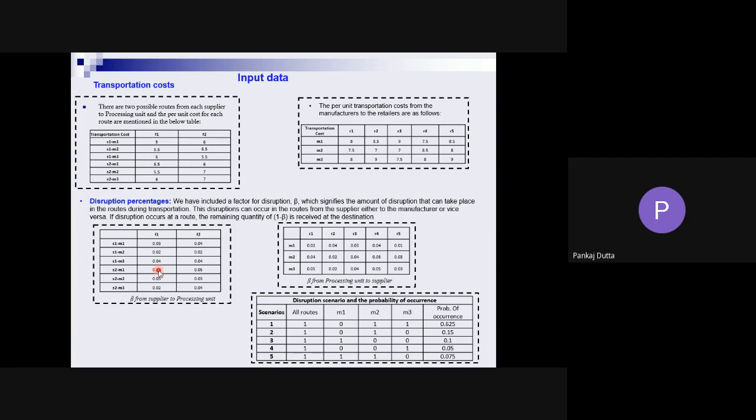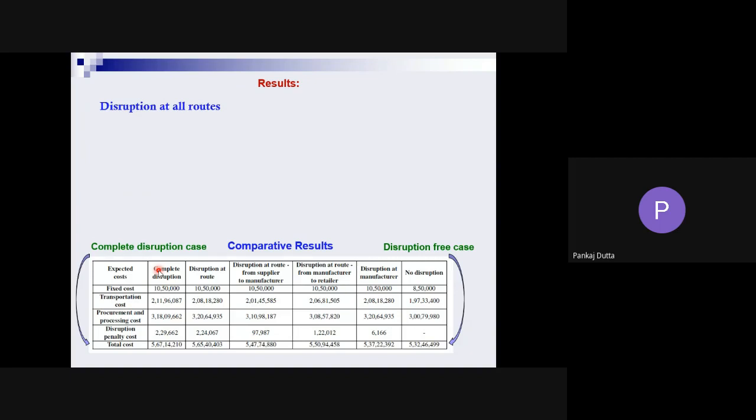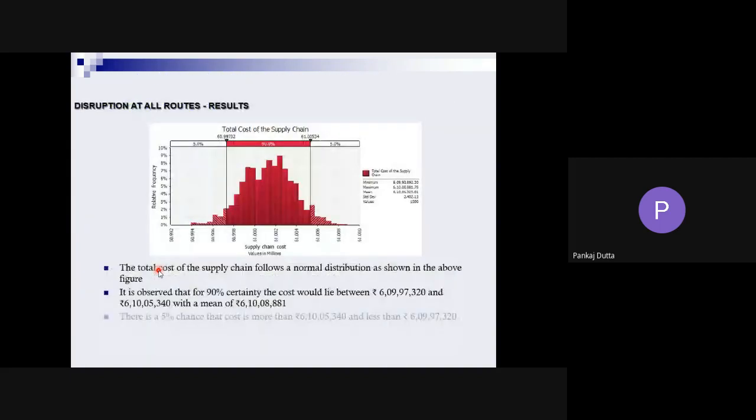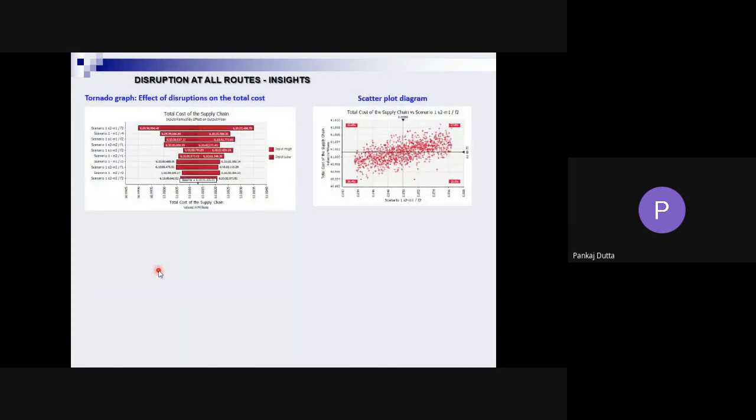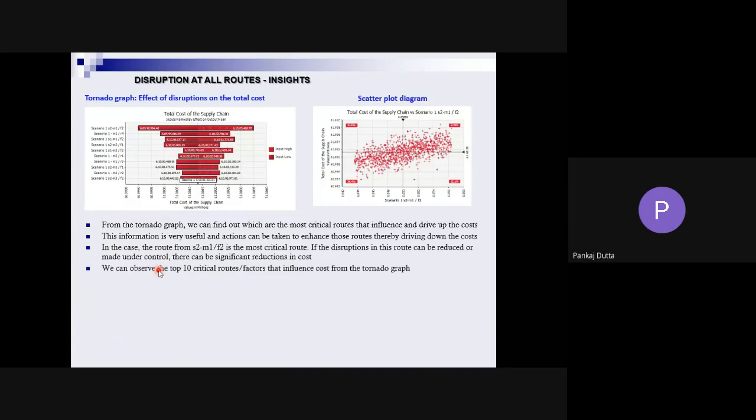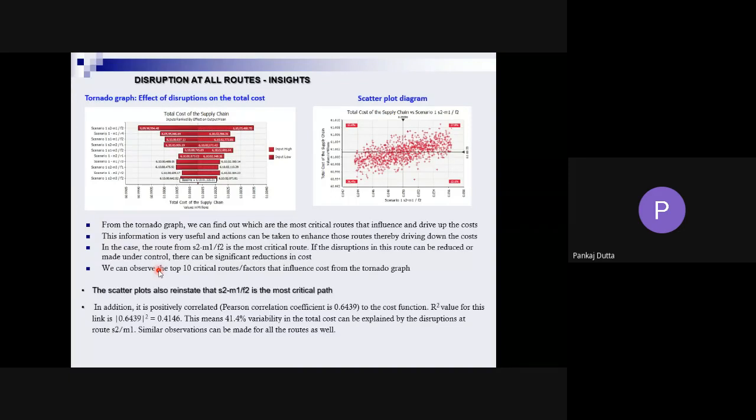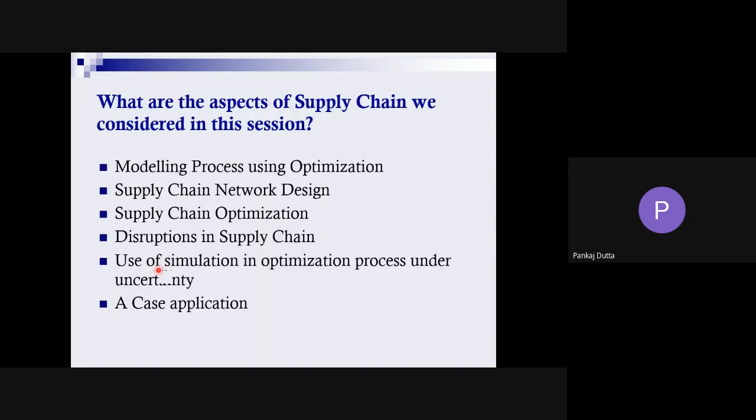This way we have listed the top 10 routes where the company can focus, and they can save up to 40% of the supply chain cost. There are many more findings, but I have shared only a couple of them in this particular analysis, which is called tornado graph analysis. And then we have also seen the scatter plot, how the data are being distributed.